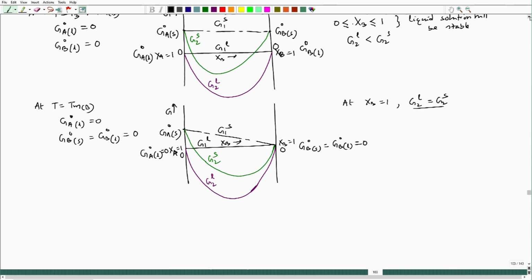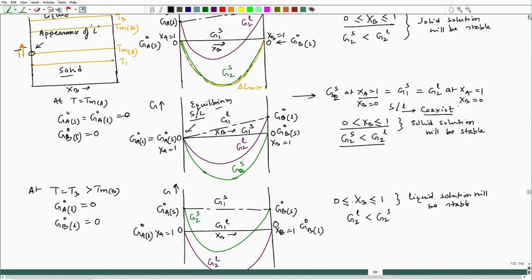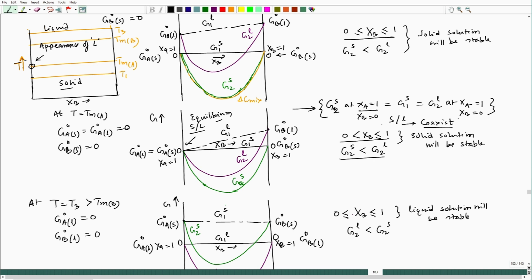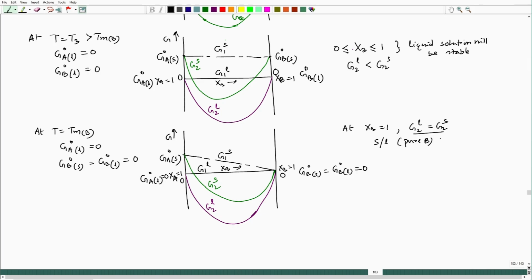So, similar logic, whatever logic we have put here under this condition, you can extend that logic with respect to B. So, at TMB, I will see that solid and liquid of the pure B phase coexist, and in the previous case it was the pure A case.